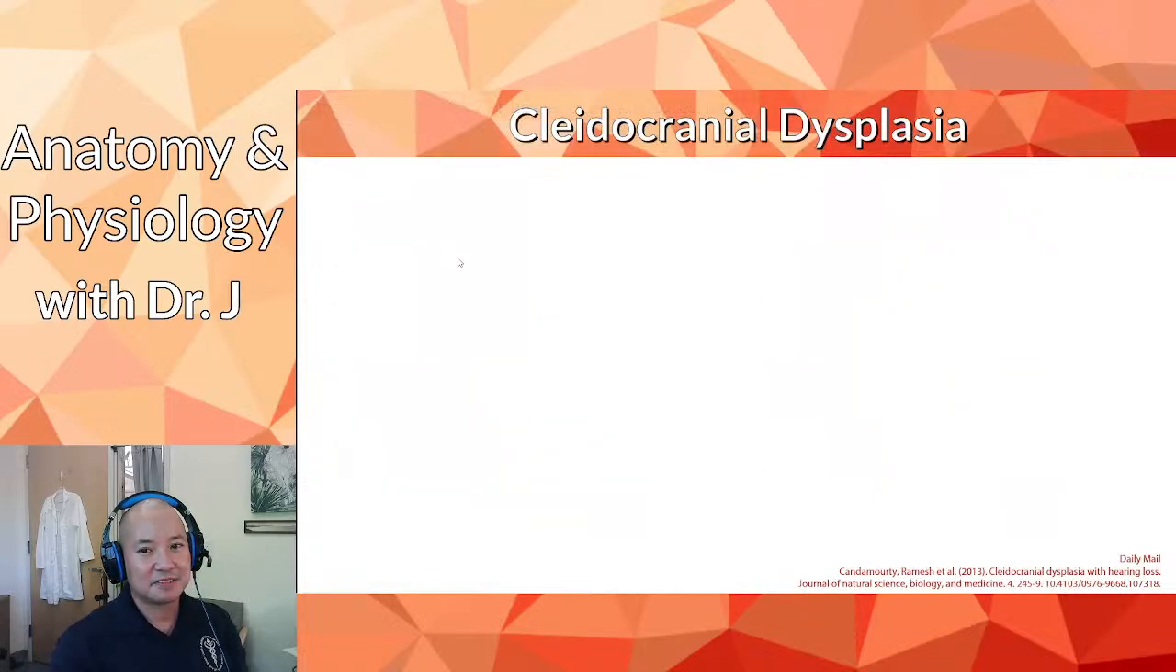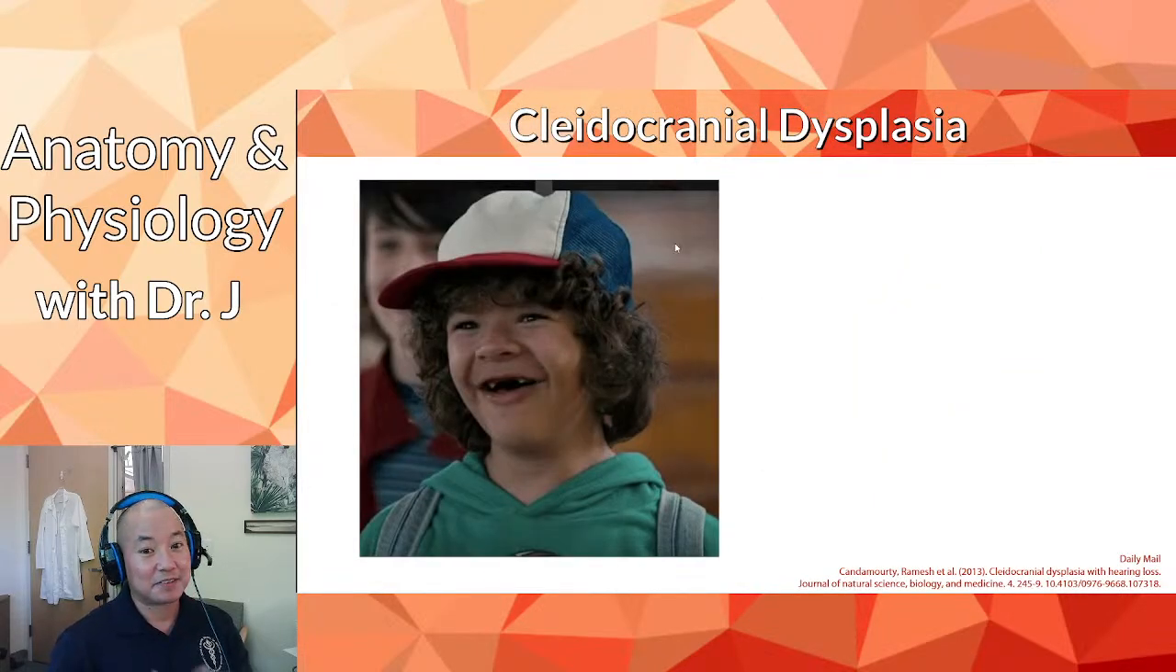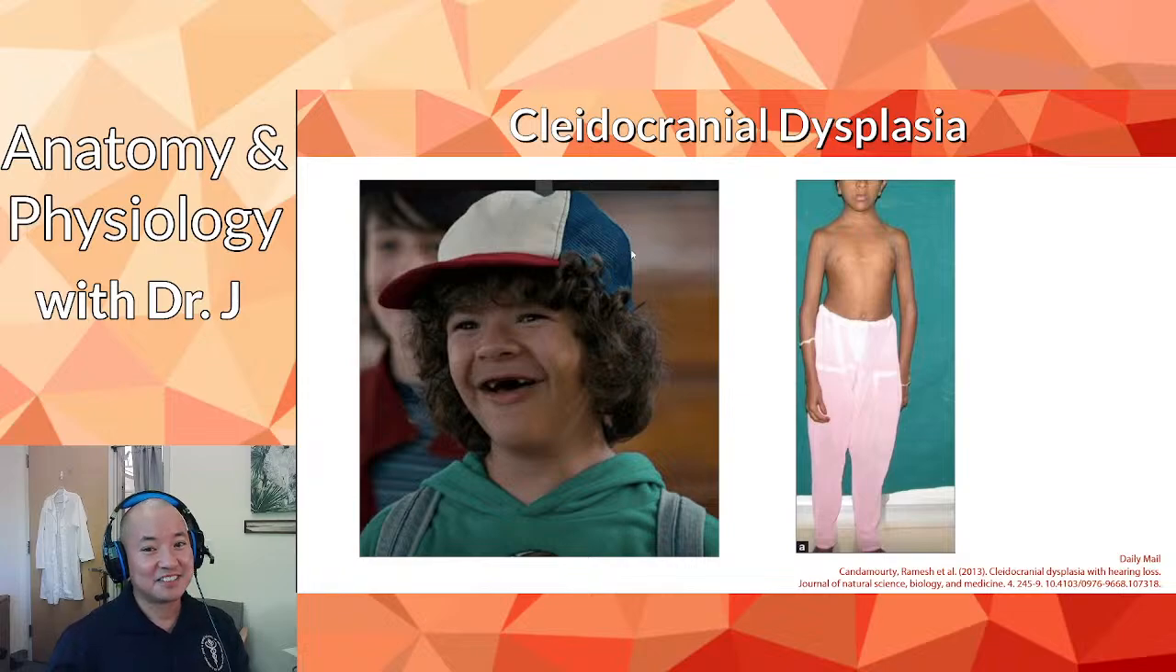And cleidocranial dysplasia, I know Stranger Things is ending, but if you remember the very first episodes, yeah, he's a full-grown adult now, and I think he has implants now, but was it Gaten? I forgot his last name, Matarazzo or something similar, but yeah, him. But what did he do in one of the very first episodes?